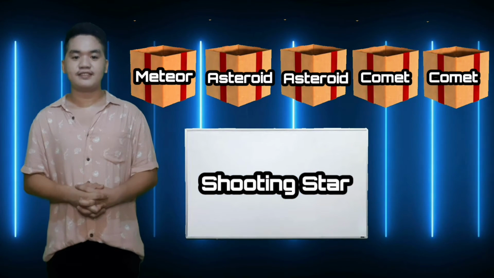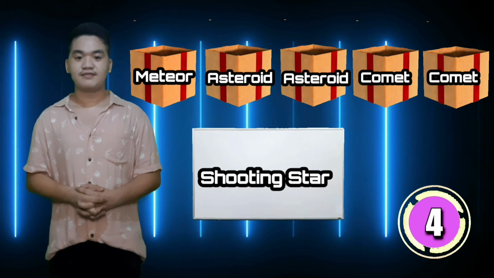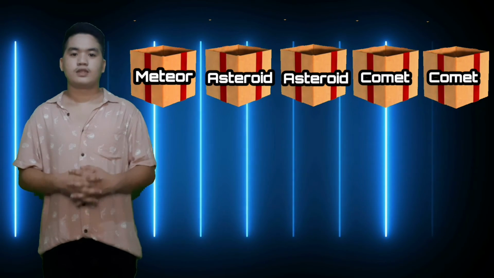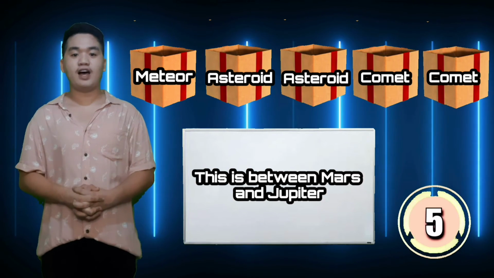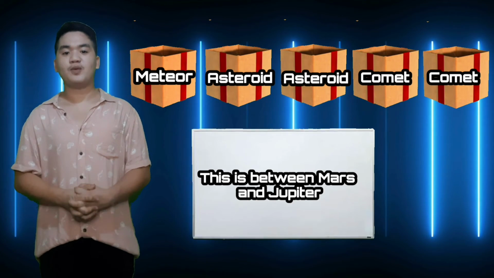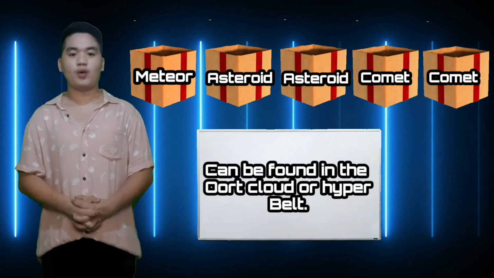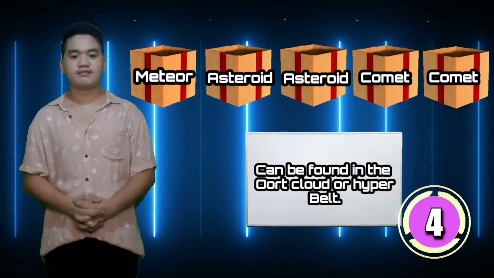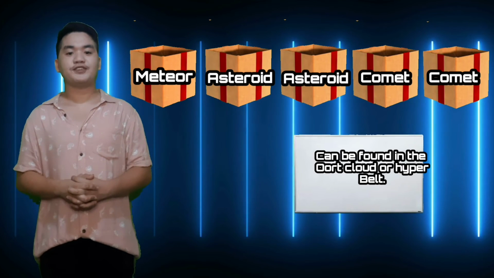First characteristic, the shooting star. Where do you think it belongs? You are right, it belongs to meteor. Second characteristic, this is between Mars and Jupiter. Where do you think it belongs? Yes, it belongs to asteroids. Third characteristic, can be found in the Oort cloud or Kuiper belt. Where do you think it belongs? Great! It belongs to comet.